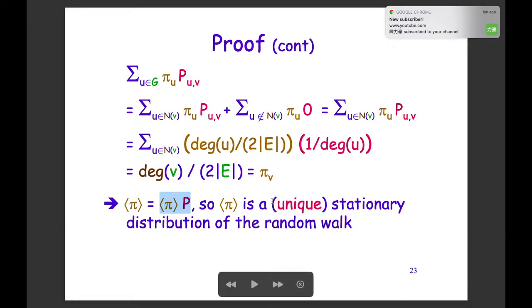And why is it unique? Simply because the random walk graph here is aperiodic and irreducible. Okay, so done.